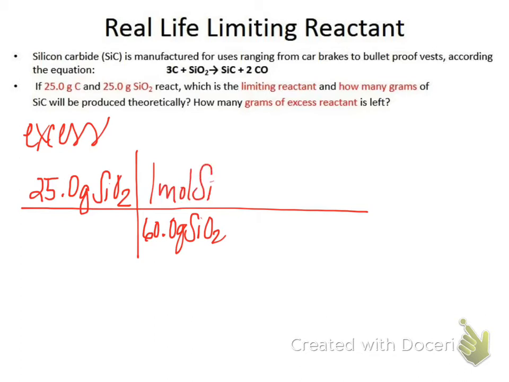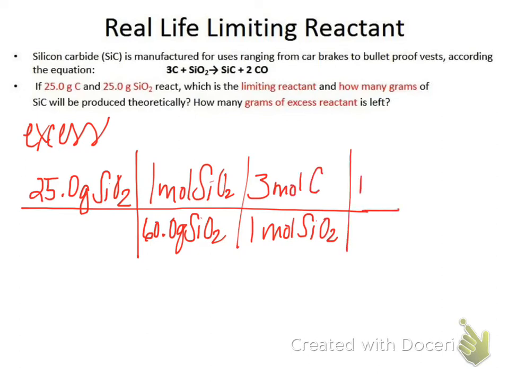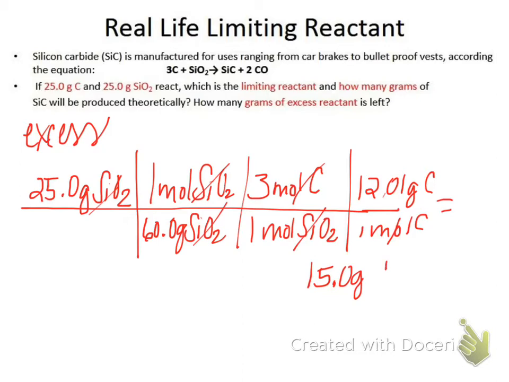Then we're going to go straight into our mole ratio. So for every 1 mole of silicon dioxide, 3 moles of carbon are required. And then we multiply by the molar mass of carbon. So cancel, cancel, cancel, cancel. Everything is canceling. And pause your calculator and do that math to make sure you're doing it correctly. And we find out that it would take 15 grams of carbon used in the reaction.